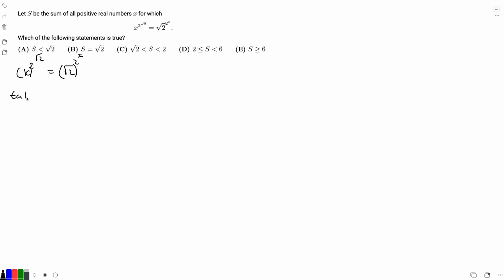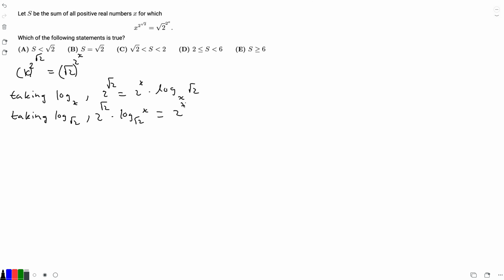So taking log x, what do we get? Using basic power logarithm properties, this just gives us 2 raised to the power of root 2 is equal to log base 2 to the power of x times log base x of root 2. Okay, and what about taking log base root 2? What happens is we get on the LHS 2 raised to the power of root 2 times log base root 2 of x is equal to log base 2 to the power of x. Okay, so which one do we like better?